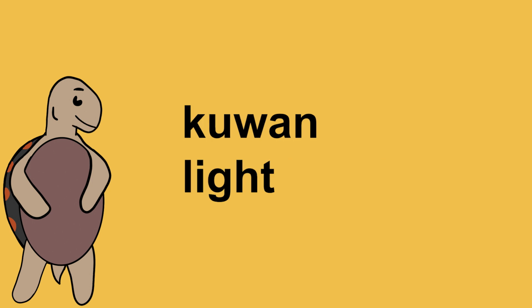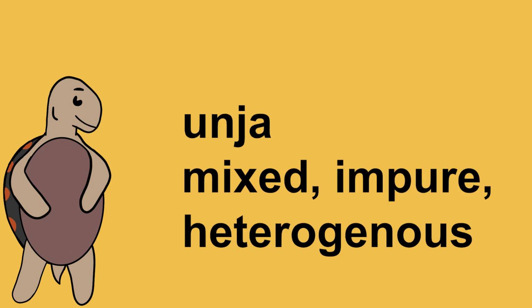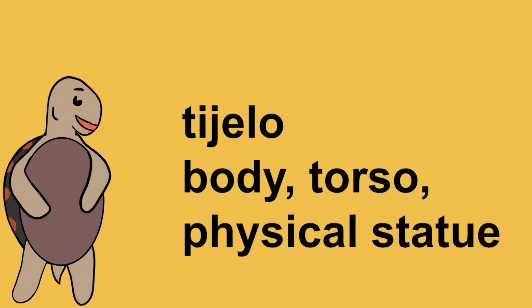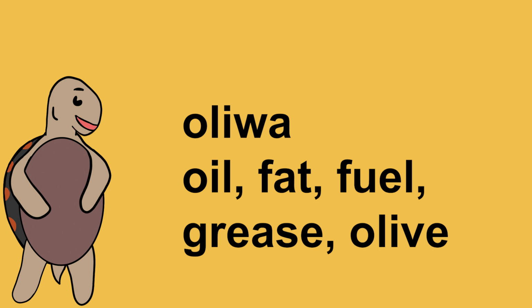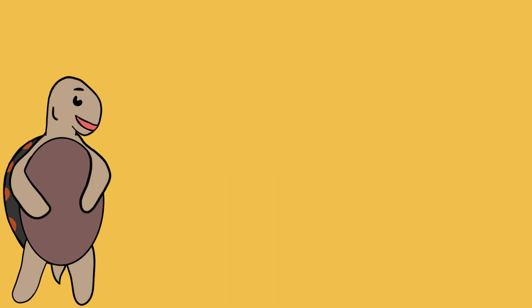Kuwan, light. Pawita, pure, homogenous. Unja, mixed, impure, heterogenous. Tijelo, body, torso, physical stature. Oliwa, oil, fat, fuel, grease, olive. Nimi, name, word. Okay, that's already it.